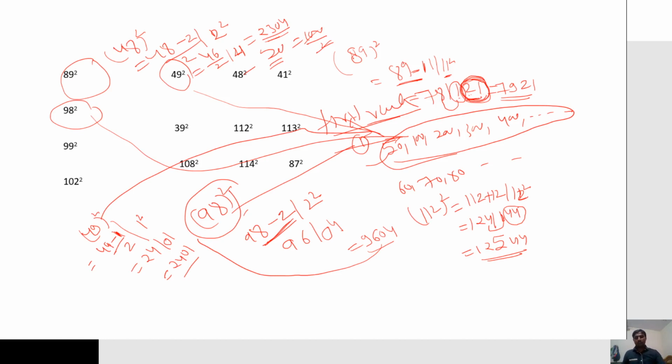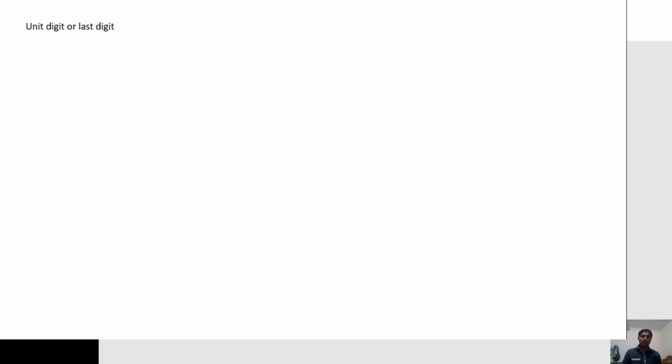Okay. Next, unit digit. All students know about the unit digit. Like in the number 298, the 8 is the unit digit: unit, tens, hundred, thousand. In 398 the unit digit is 8, in 377 the unit digit is 7, in 676 the unit digit is 6. All students get it. Now I will discuss the unit digit. The unit digit is very helpful for finding square roots and cube roots.